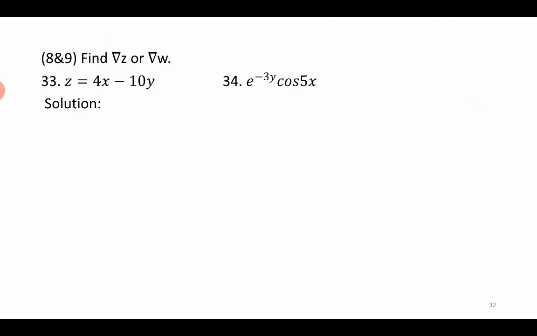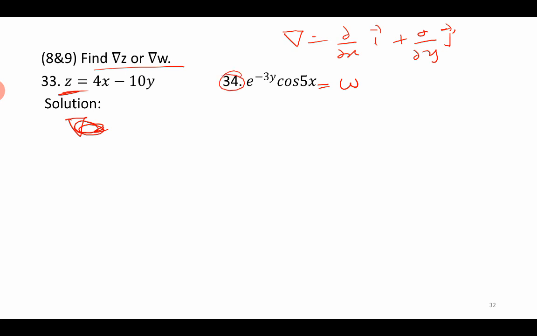Find del z and del. We are supposed to find only the directional derivative; the del operator, remember, is for two variable functions, dou by dou x i vector plus dou by dou y j vector. If there is one more component, then dou by dou z k vector, isn't it? Okay, what is del z? This is z, this is actually w. We will do w. And the rest is your work. Problem 34 I'm solving. What is del, I mean nabla w?